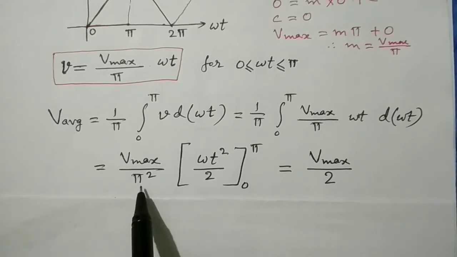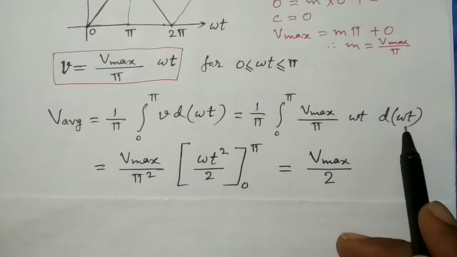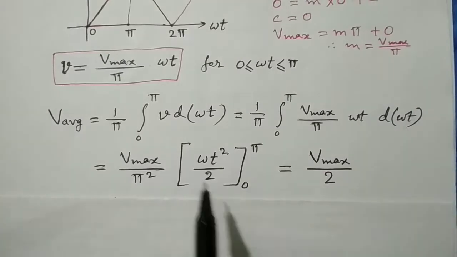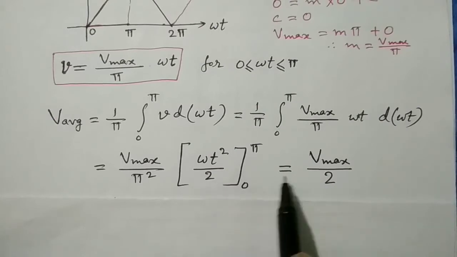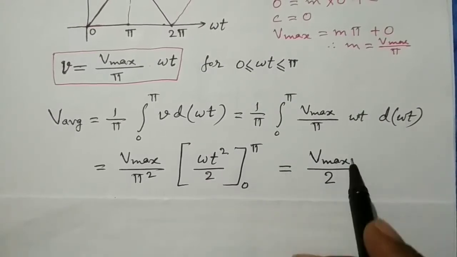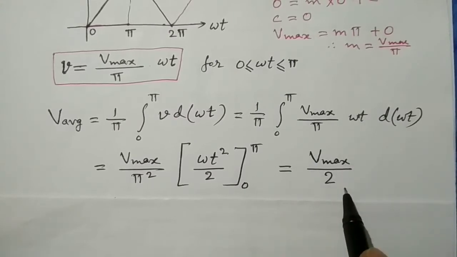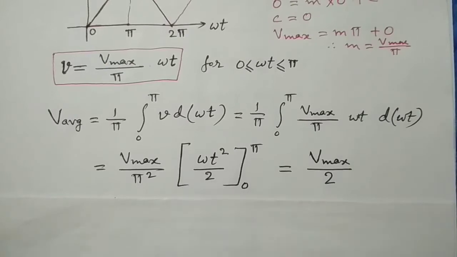So we take Vmax upon pi square, and now integrate omega t with respect to d omega t. So it will give us omega t square upon 2. Put the range, that is 0 and pi. So finally we will get Vmax upon 2. So this is the average value for this triangular waveform.